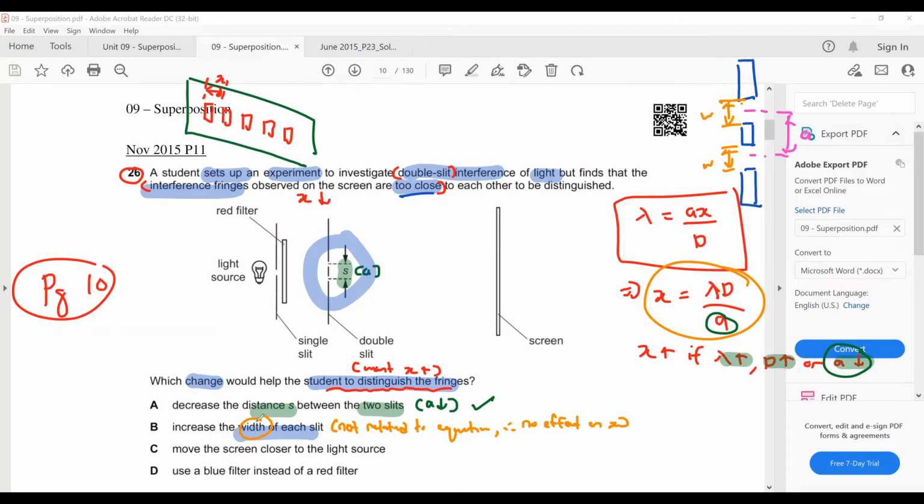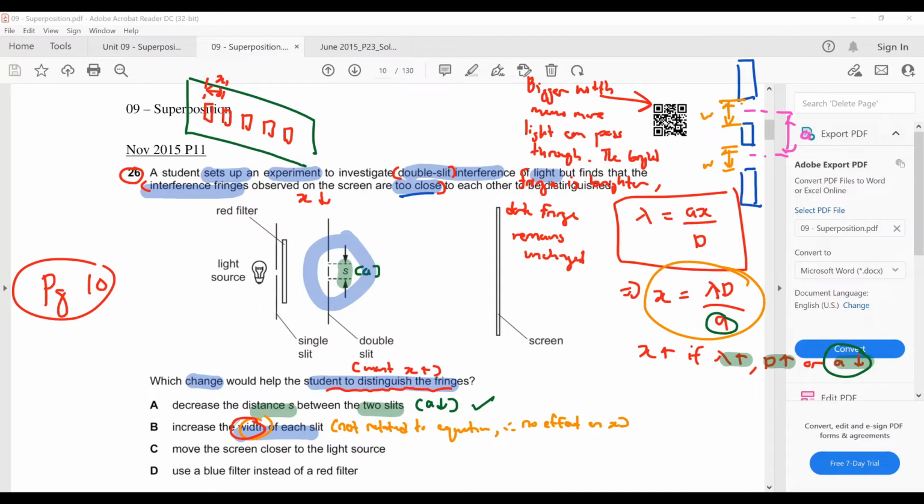Because what we'll tell you here is this: bigger width means more light can pass through. So more light can pass through, and the bright fringe is brighter. And the dark fringe remains unchanged.